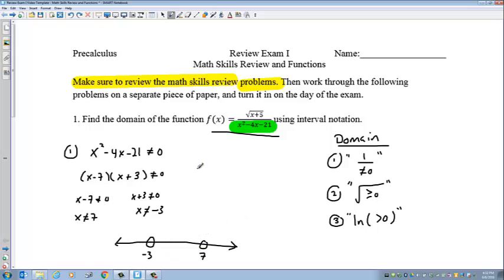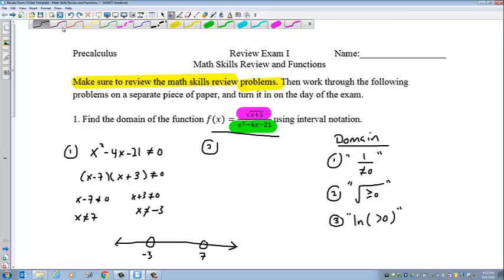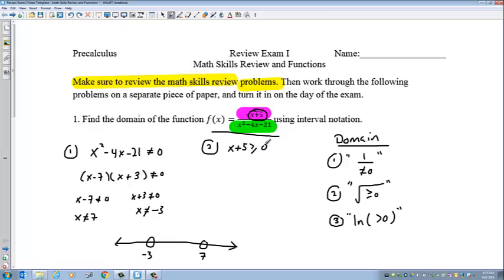But there's one more condition, the second one, which has a square root. So you ask yourself the question, is there a square root? And of course you say yes, because on top you'll see there's definitely a square root there. You need to make sure whatever's on the inside of the square root, which is this x plus 5, is bigger than or equal to 0. So we subtract 5 from both sides, and what do we get? We get x is bigger than or equal to negative 5.